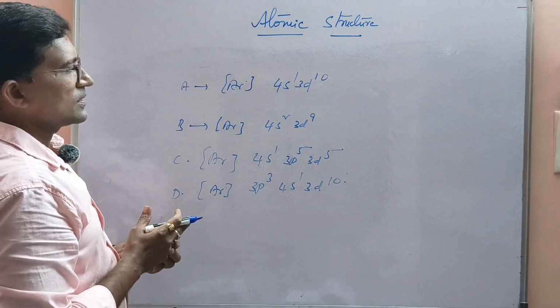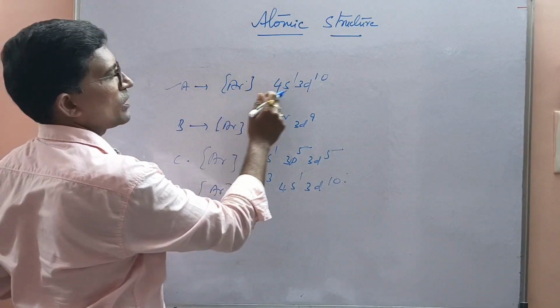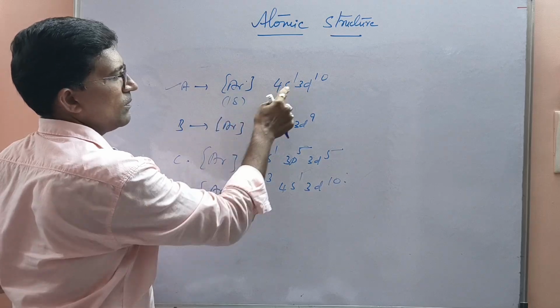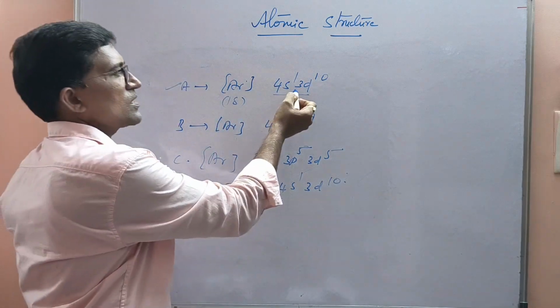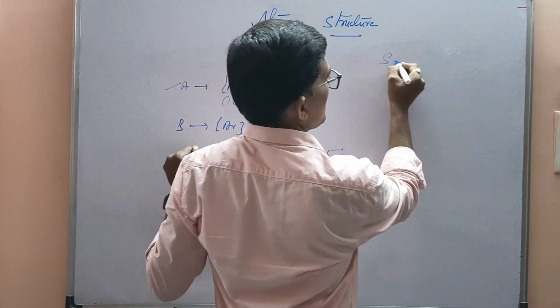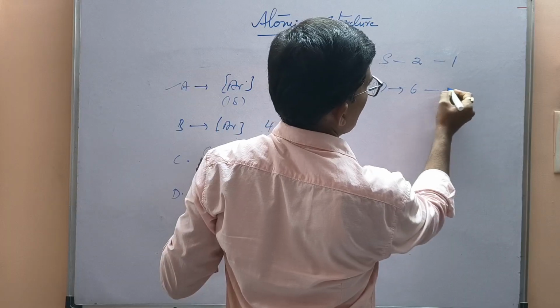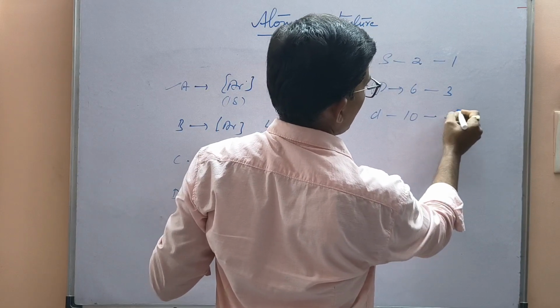Among all these options, the right option is argon 4s1 3d10. Argon means 18 plus. If you observe this configuration, the s orbital is half filled and the d orbital is completely filled, because the s orbital maximum is 2, half is 1. The p orbital maximum is 6, half is 3. The d orbital maximum is 10, half is 5.